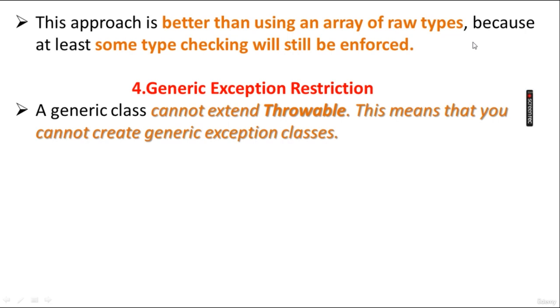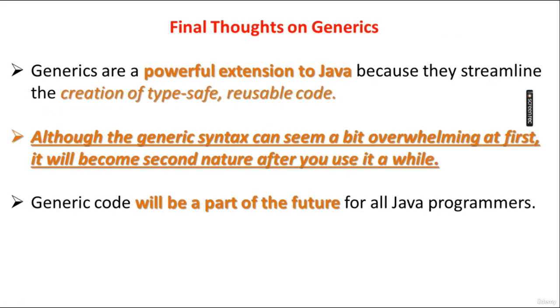Generic exception restriction. A generic class cannot extend Throwable. This means that you cannot create generic exception classes. Now, the last point on generics theory. Generics are a powerful extension. To summarize, we are summarizing about generics, so you have to write them down. You can take a photo, you can take a screenshot.